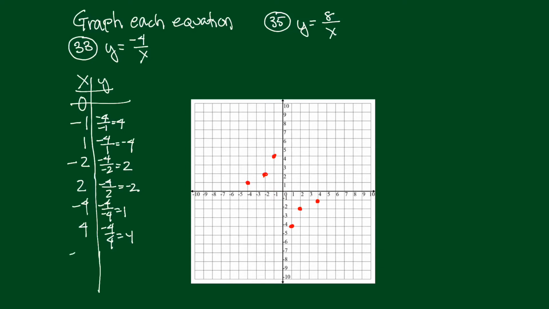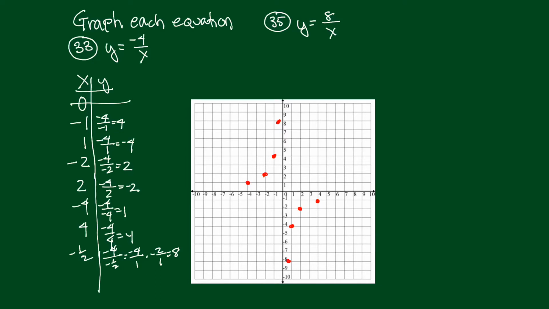So if we try -1/2, we'll get -4 over -1/2, which is -4 over 1 times -2 over 1, which is +8. So we're going to go to the left 1/2 and up 8. So over here, here's the origin. We're going to go about 1/2 this way, and then up 8 this way. So we'll put a point there. And then it's going to be symmetric on the other side, right? Because we'll get a positive. So we're going to go 1/2 and then down 8. So I'm going to put a point here.